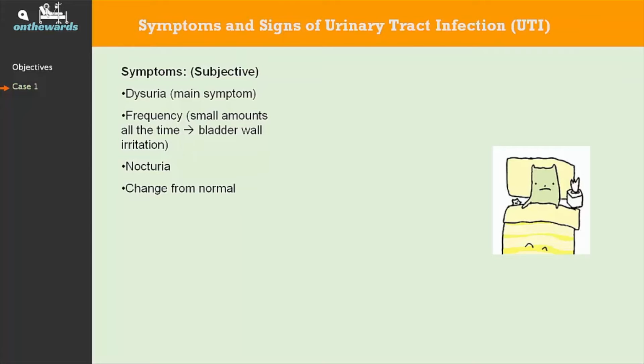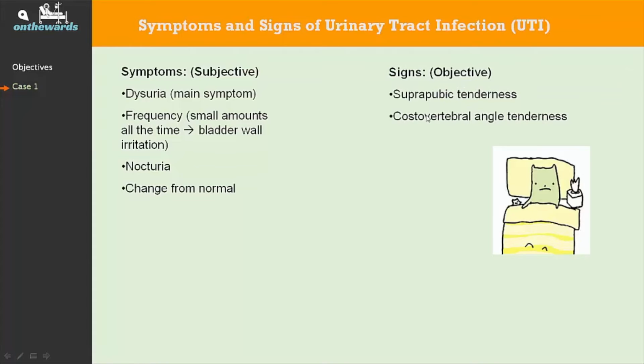And with frequency, when patients are urinating small amounts all the time, it suggests that there may be a bladder wall irritation, so it might be a sign of infection. Or nocturia, or the main thing to keep in mind from history is any acute change from normal is the most important thing you should take from the history.